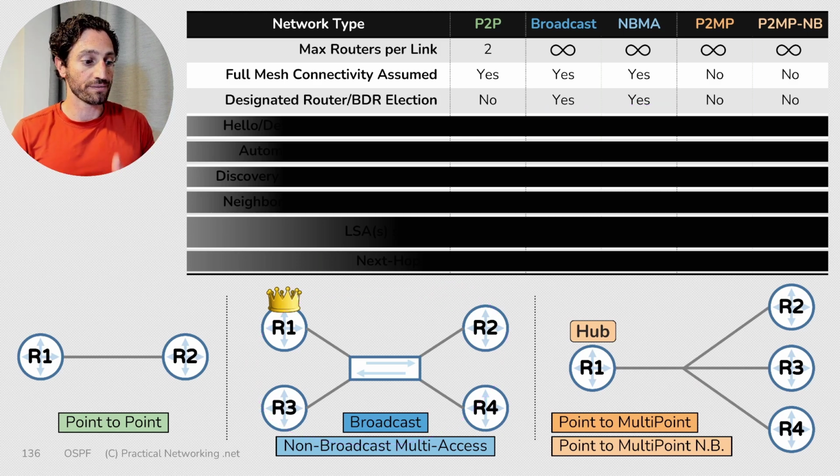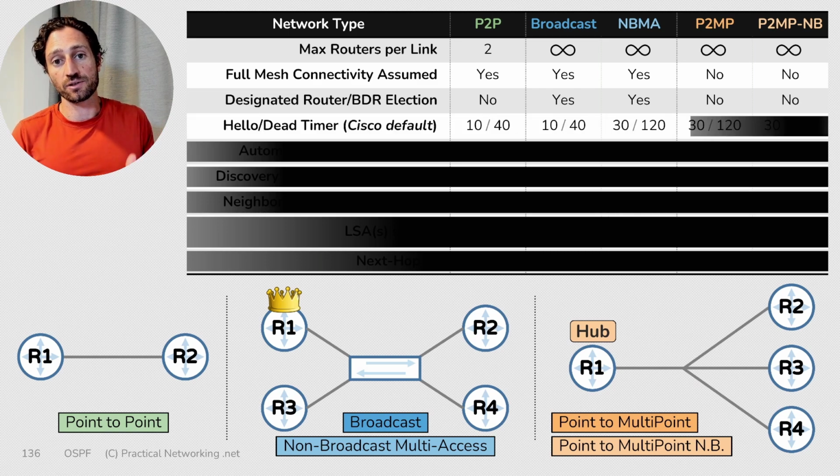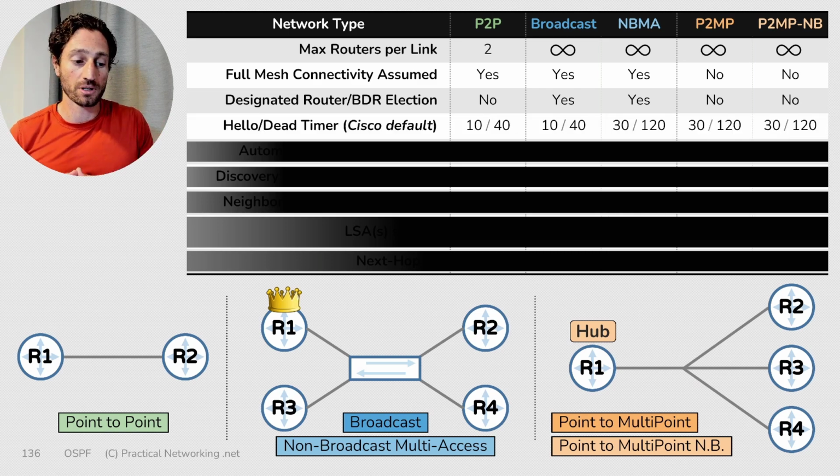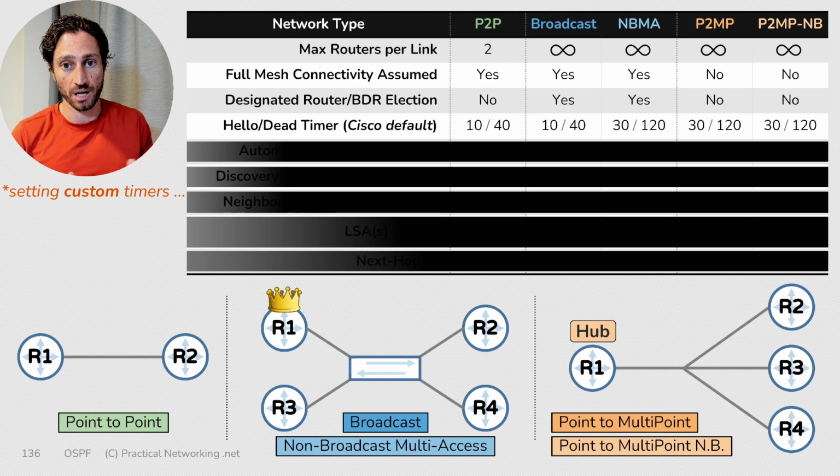Which brings us to the fourth difference that we're going to outline with OSPF network types, and that is a simple memorization exercise, that is the default Cisco hello and dead timers. Now, if you're studying for a certification exam, you'll probably want to commit these to memory. If you're just learning OSPF to use at your work, understand that most of the time you're probably going to be setting default hello and dead interval timers.